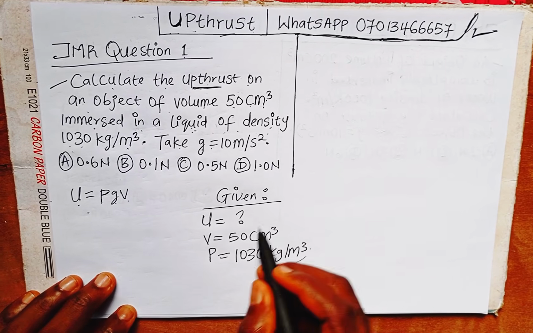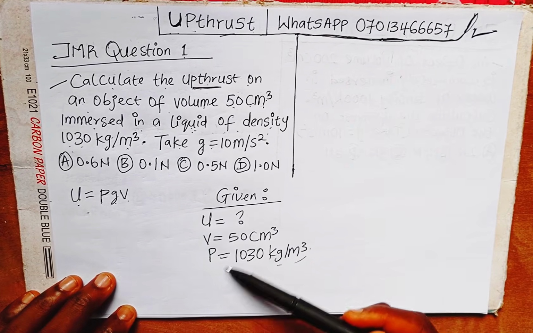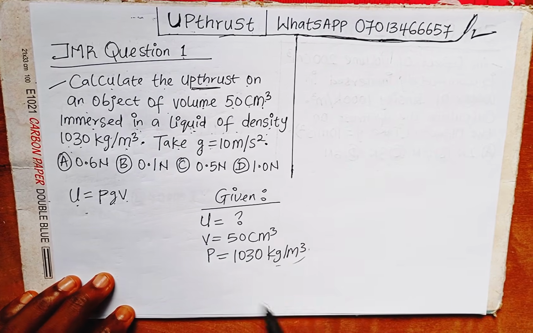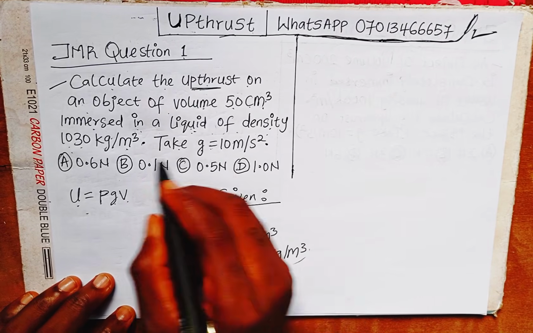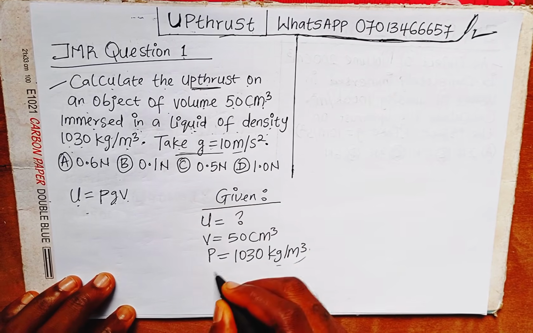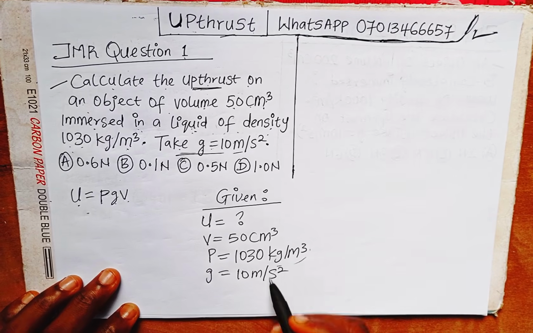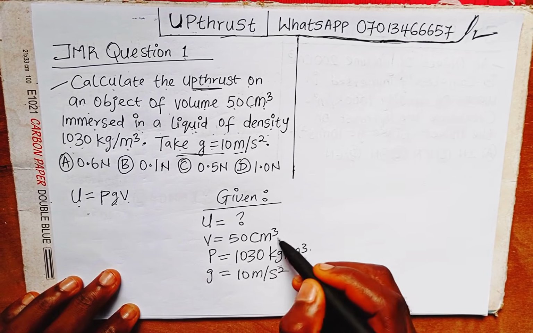It's always good to write out the units while you are writing out your parameters. You know why? So that if you are going to need any conversion, you will see it there. Always write the units. They also gave us acceleration due to gravity here. G is equal to 10 meter per second square. Everything is in meter here. But this one is in cubic centimeter.